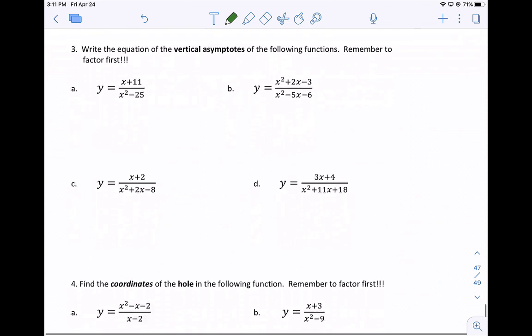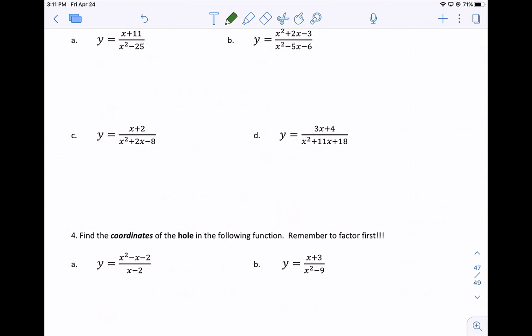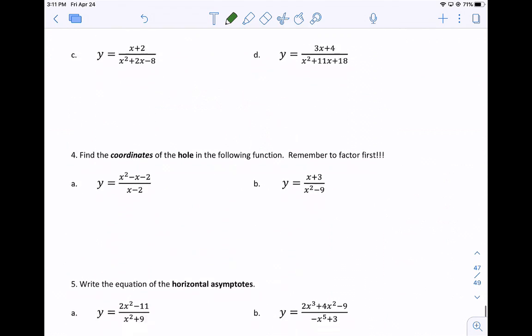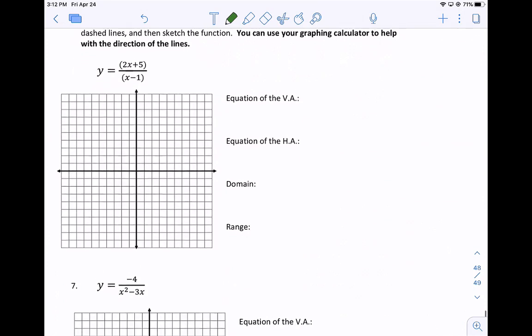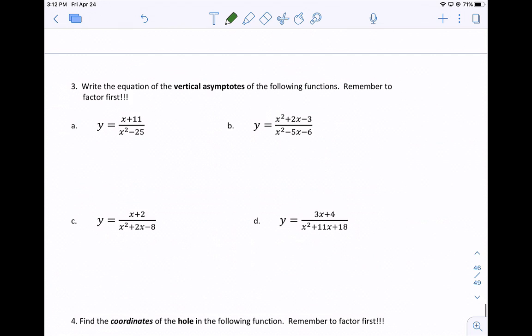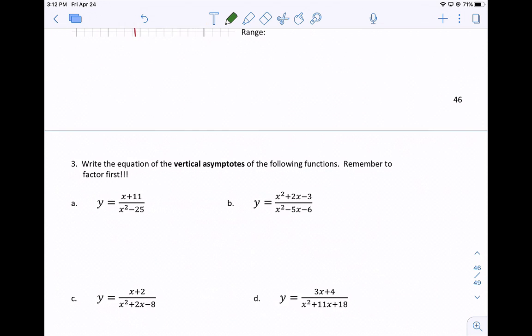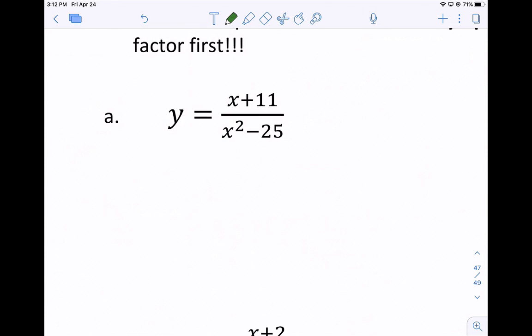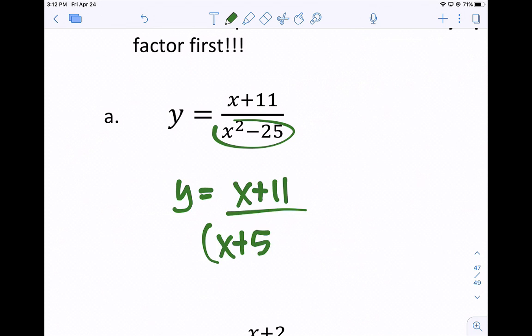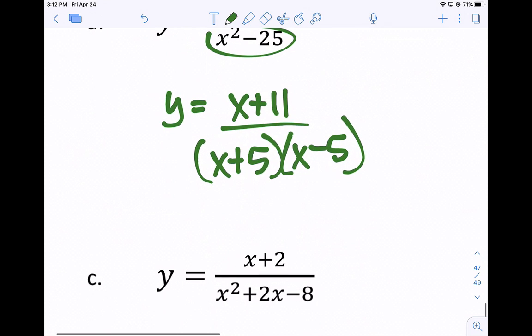The next one I want to go over is how to do a hole, but maybe I'll do one vertical asymptote, hole, and horizontal asymptote, and we'll take a look at the graphs. Okay, so number 3, write the equation of the vertical asymptotes. Remember to factor first. I'm just going to do the first one really quickly. Factor if possible. So this becomes y equals x plus 11 over x plus 5, x minus 5. And the asymptotes are what make the denominator 0. And there's nothing we can cancel, so we just look at the bottom.